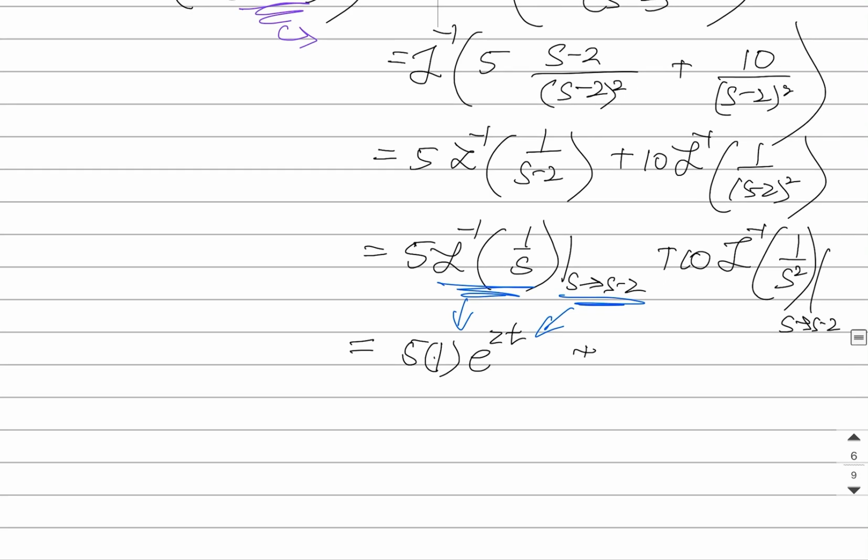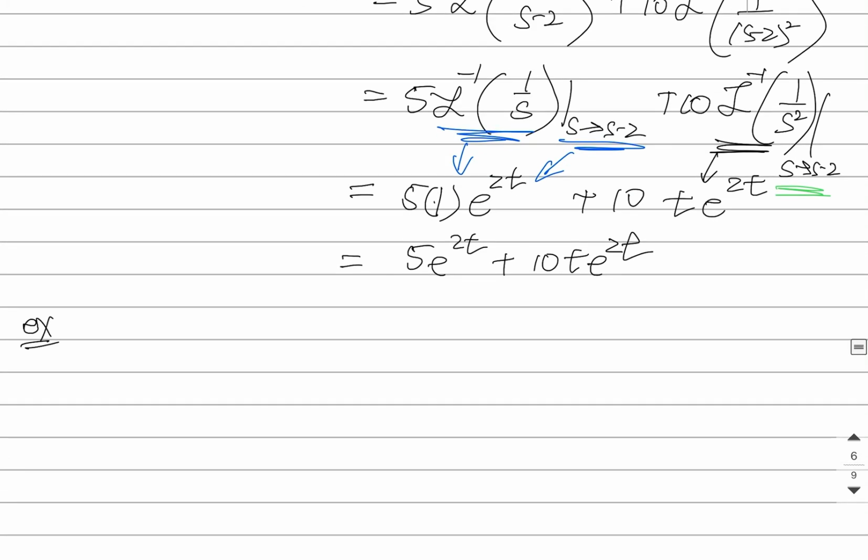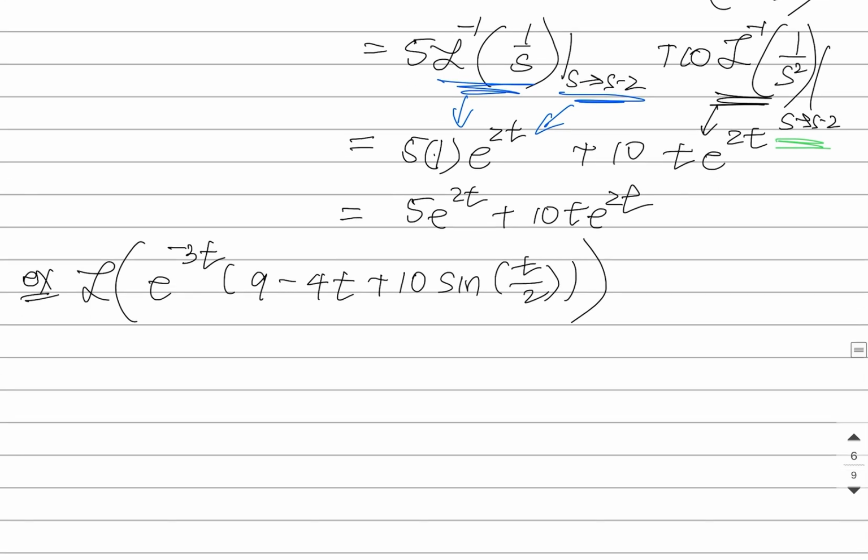Same thing happens in the next term. I'll get a 10. I know that this is going to give me a t, whereas the shifting function there is going to give me another e to the 2t. So at the end of the day, this is 5 e to the 2t plus 10t e to the 2t. Now, of course, you can go forward. So if you've been given an expression that has exponential functions in it that are weighting or multiplying other terms, the shifting theorem can be used forward.